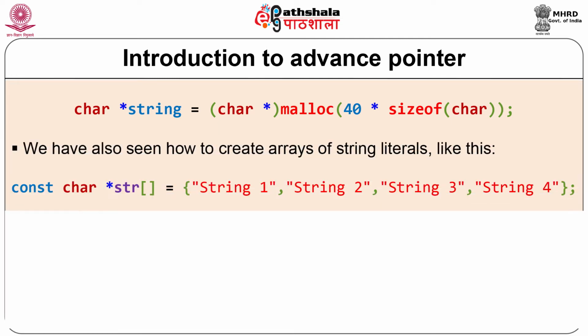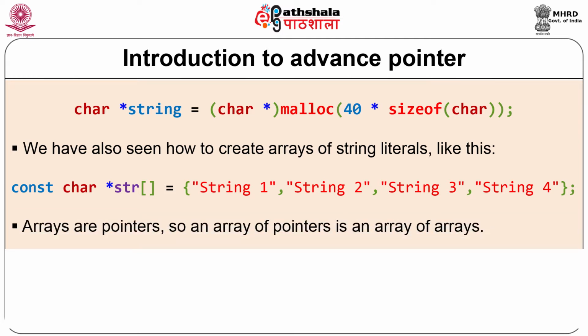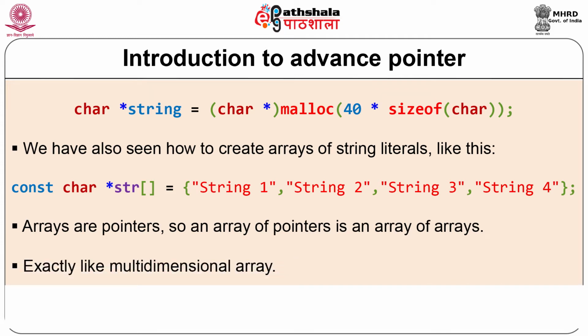We have also seen how to create an array of string literals like const char *str[] = string 1, string 2, string 3, string 4 and so on. This last example is a kind of multidimensional array. Remember that arrays are pointers. So an array of pointers is an array of arrays, and that is exactly like a multidimensional array.